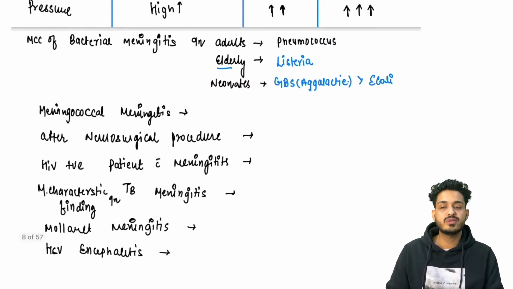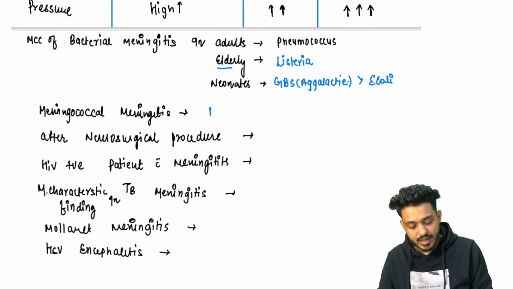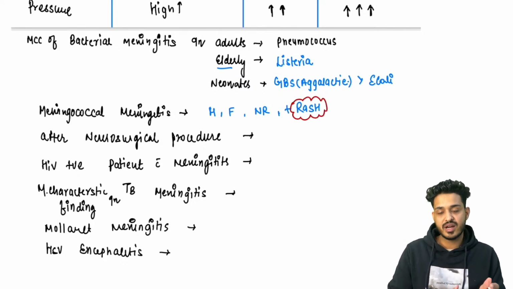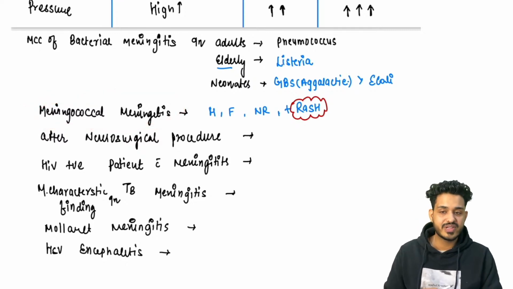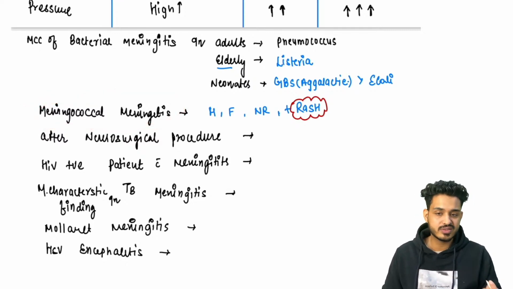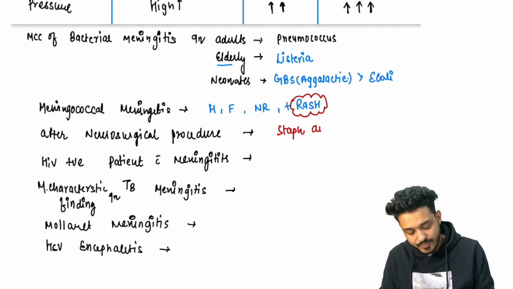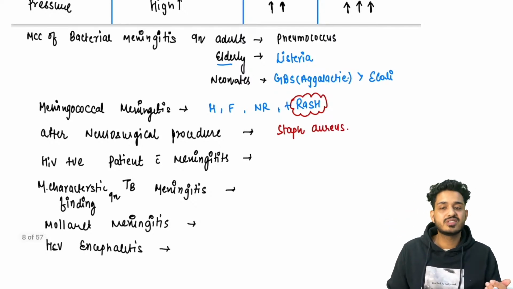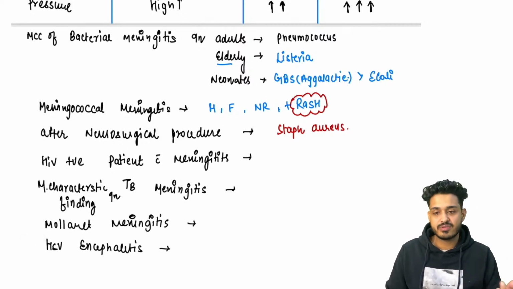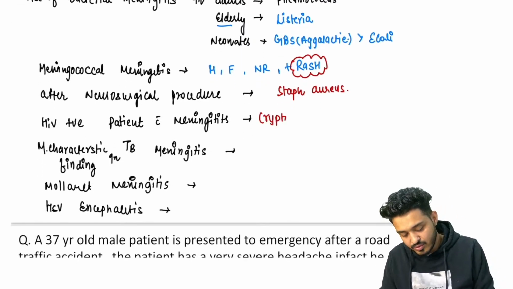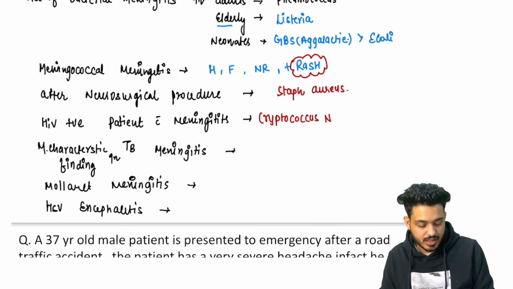If they want to ask you a question based on meningococcal meningitis, they are going to write headache, fever, nuchal rigidity, plus rash. Very important: if they have given you the rash, you have to think in terms of meningococcal meningitis. After a neurosurgical procedure, that is going to be your Staph aureus. Any bone infection or neurosurgical procedure, you have to think of Staph aureus. HIV positive patient with meningitis, that is going to be your Cryptococcus neoformans, right?